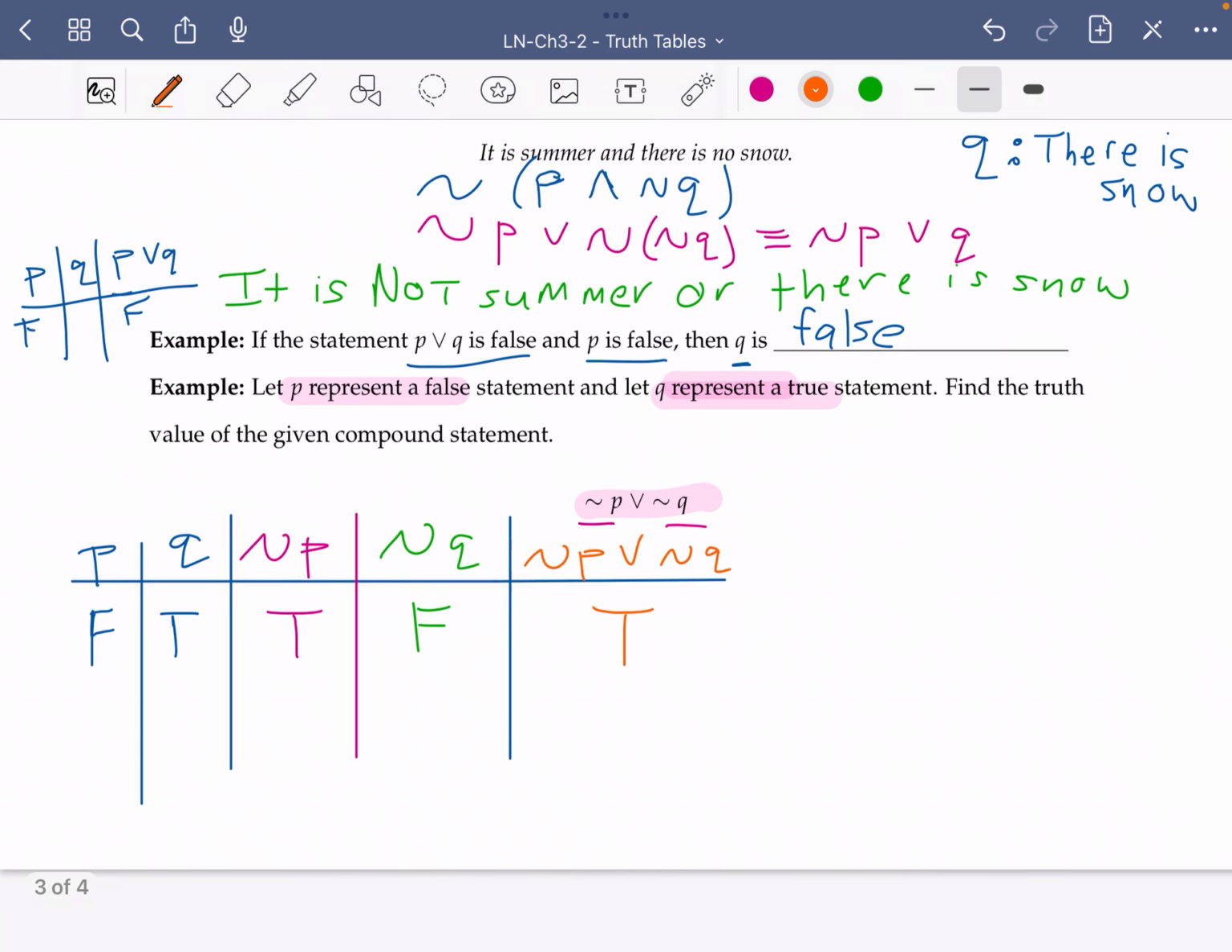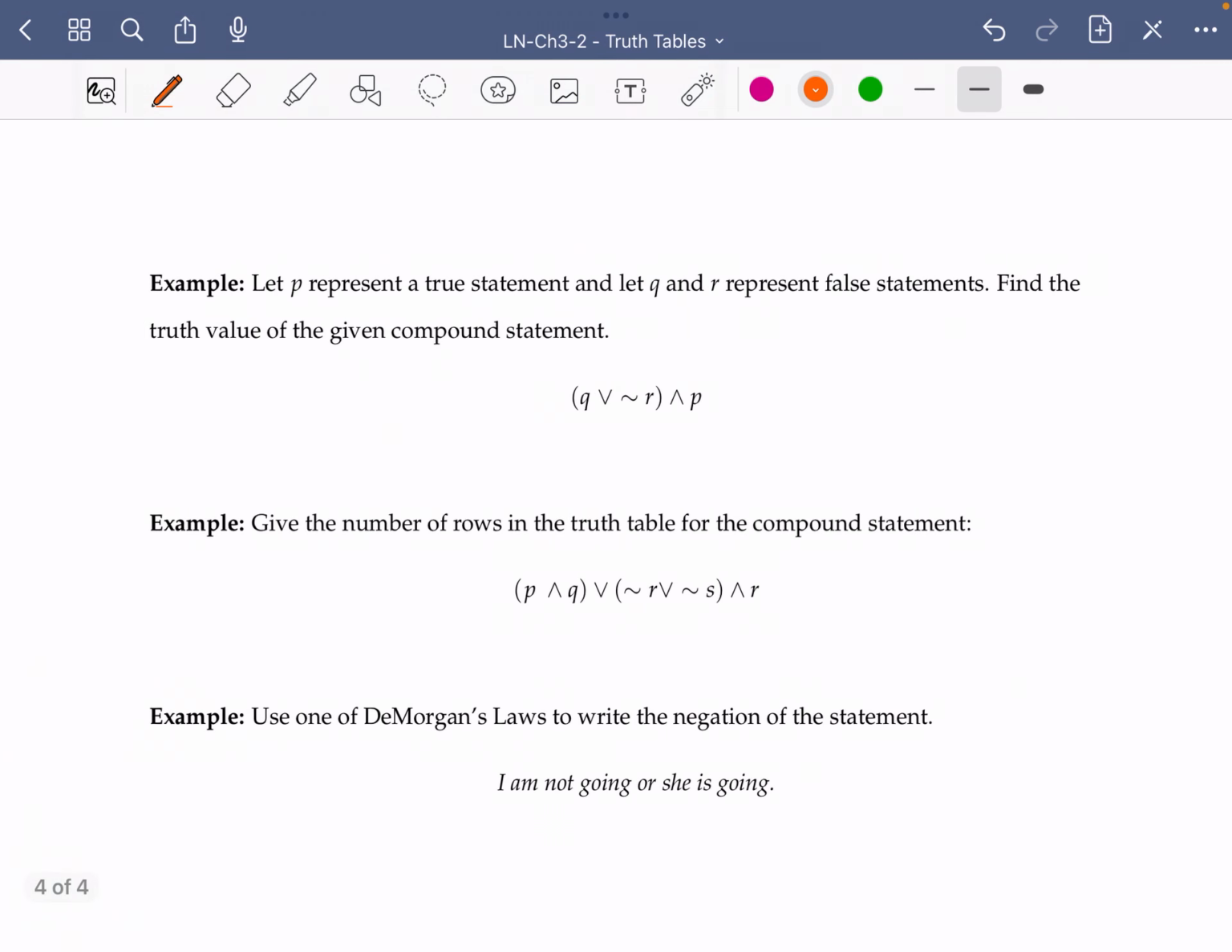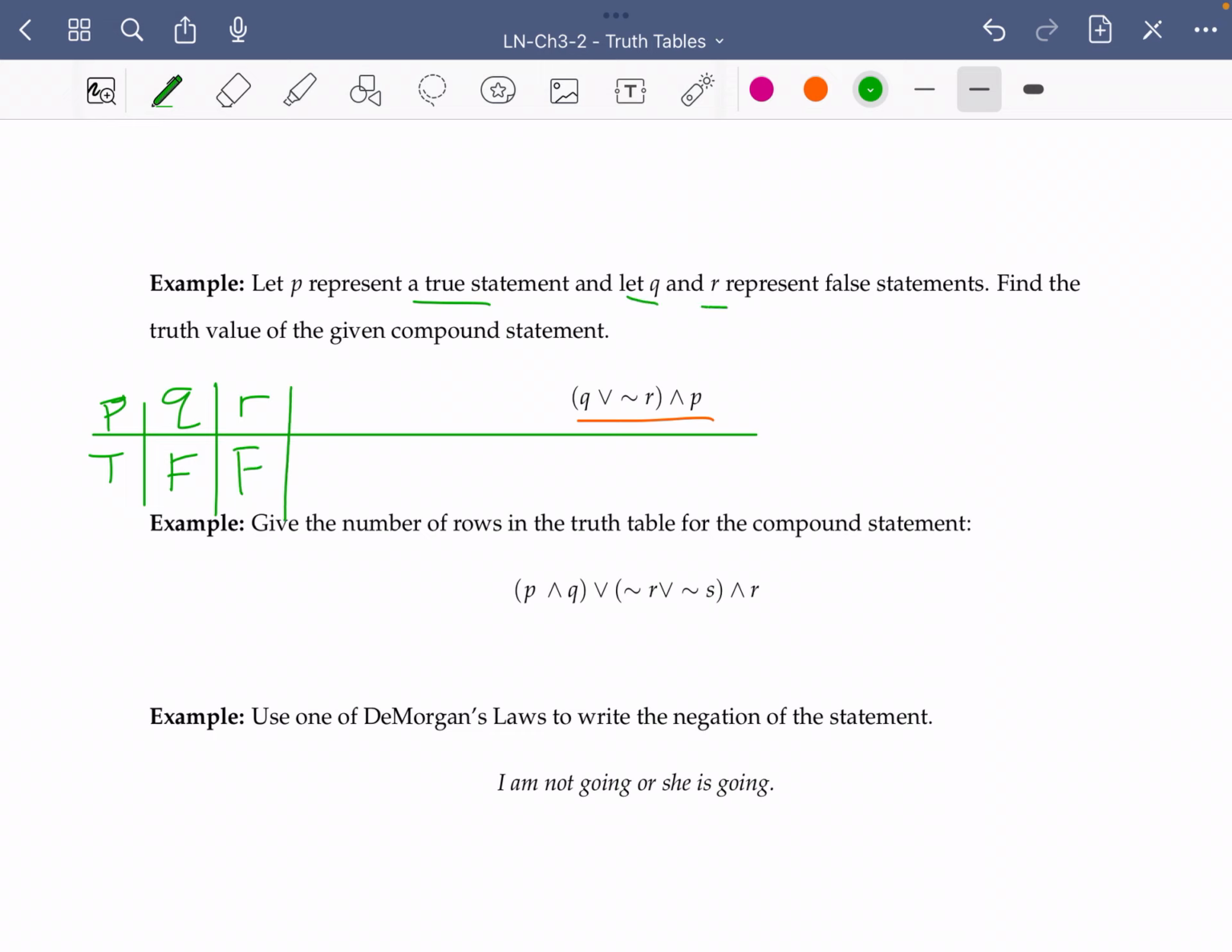All right, let's keep going. Let's look at another example. Let's let P represent a true statement and Q and R represent false statements. We're going to find the truth value of this compound statement. So we know P is true. Q and R are both false.